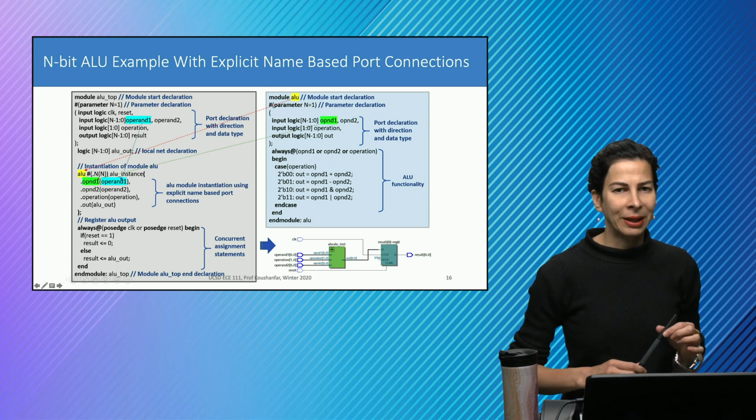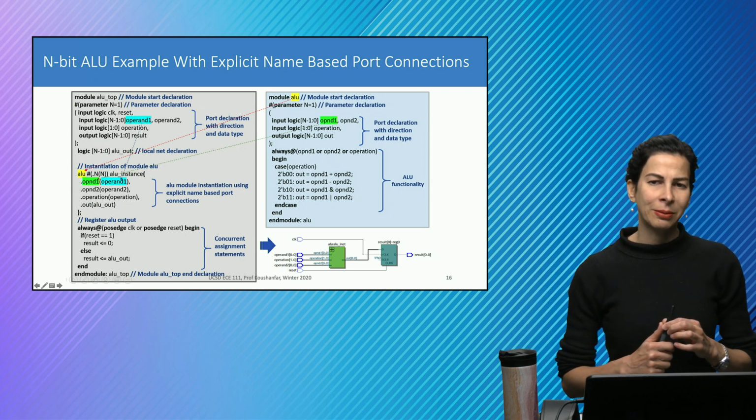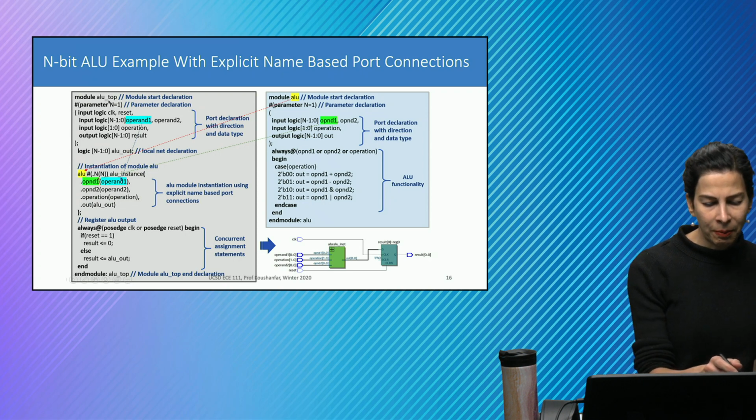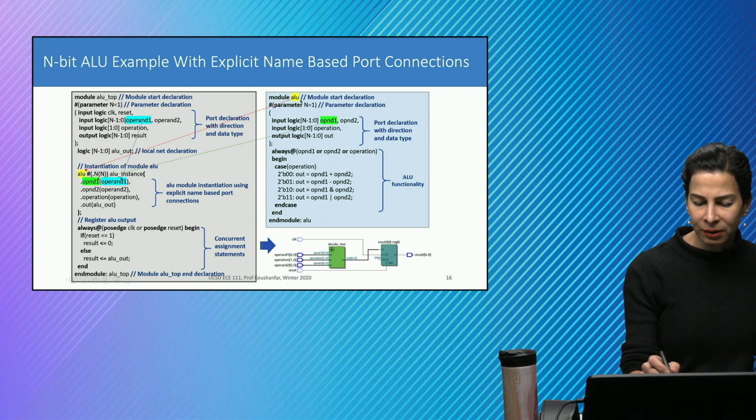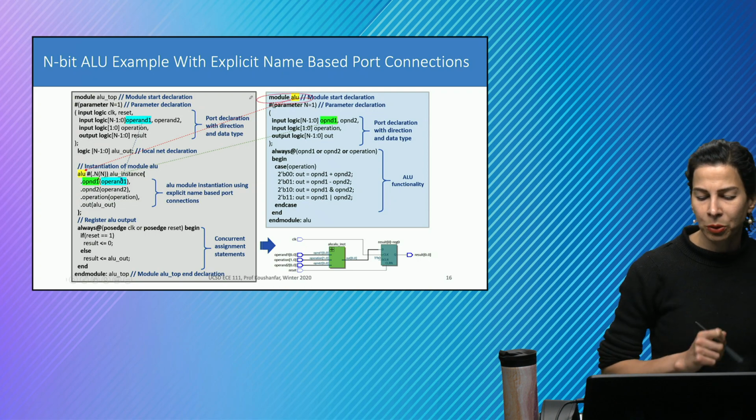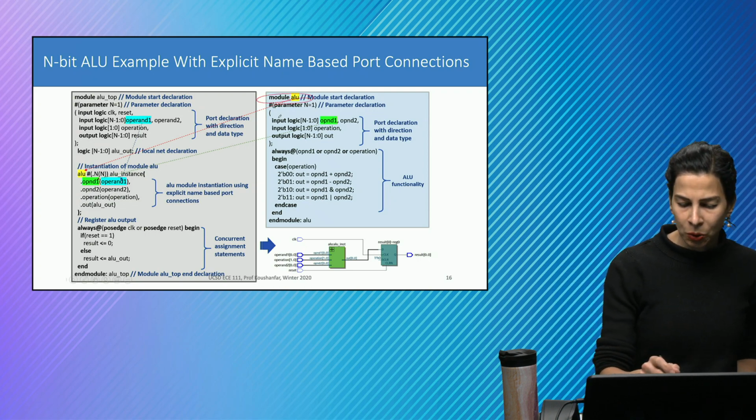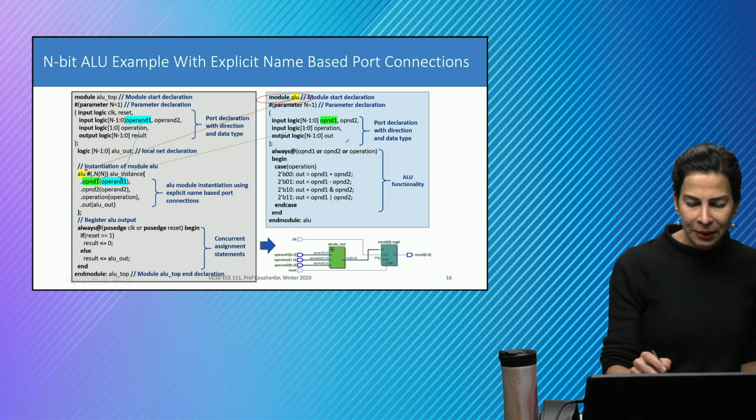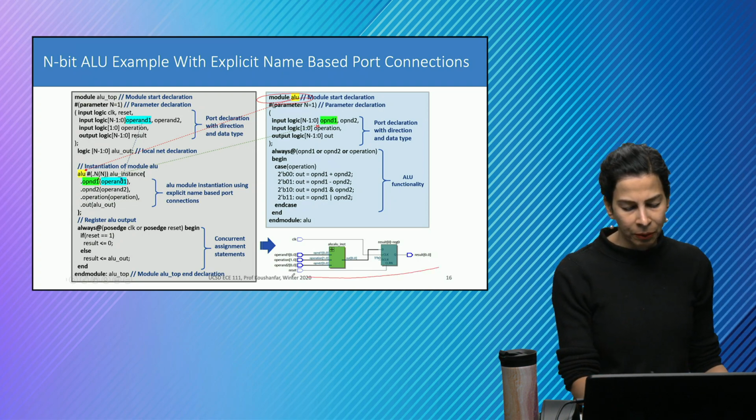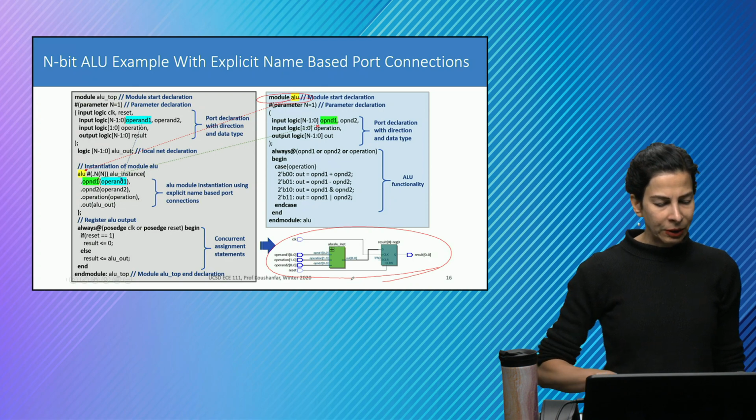So here is an example of an n-bit arithmetic logic unit with explicit name-based port connection. As you see here, we are in the top level module, we declare the variable names, and then when we are calling this submodule, the ALU, we are going to have this input output declaration, and then we just call this .opnd1. .opnd1 comes here, and then operand1 gets passed to it. And here is a block diagram of this design if you're interested to look at it.